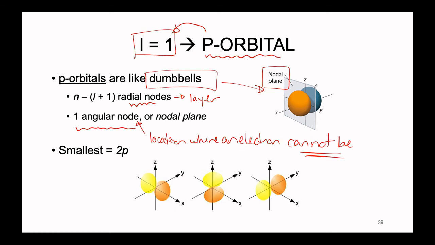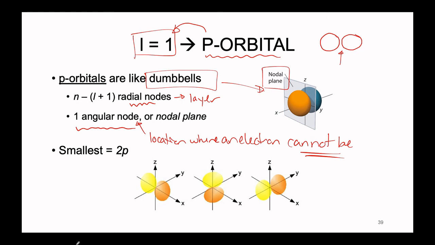And the angular node in this particular orbital we can see is cutting the orange piece and the teal piece in half. Directly in between the orange and the teal, there is null space. An electron cannot be there. If we were to look side on to the picture of this p orbital, what we would see is something like this. There is a perfect little gap.